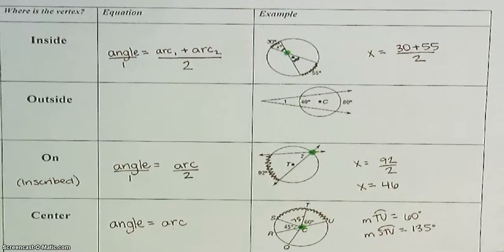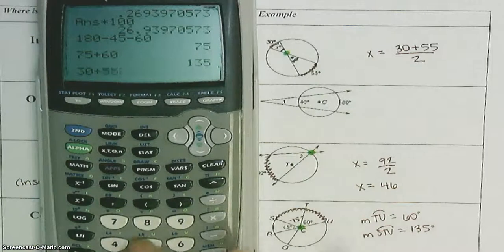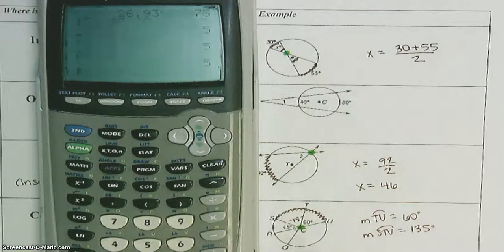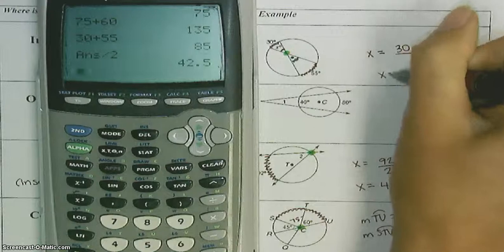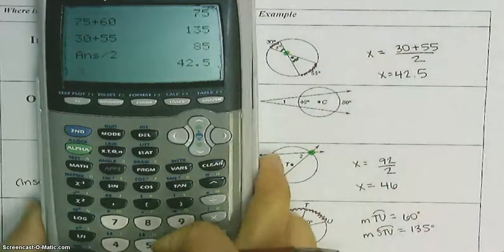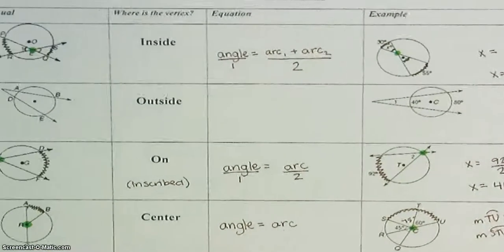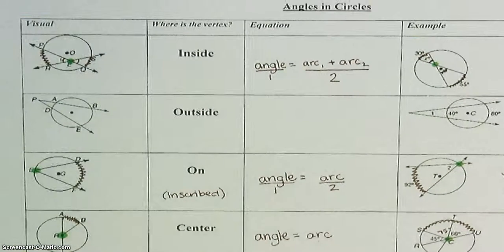Now make sure when you put this in your calculator, you press enter. 30 plus 55, enter, divide by 2. X equals 42.5. And now this is the last type of angle we're going to learn about, and you haven't learned this one yet. It's an outside angle.